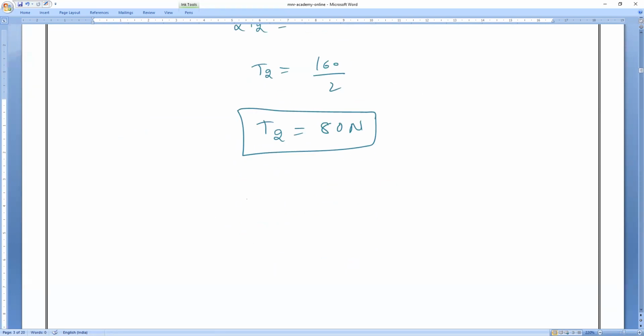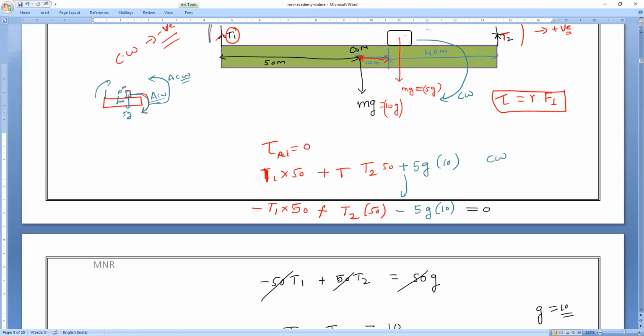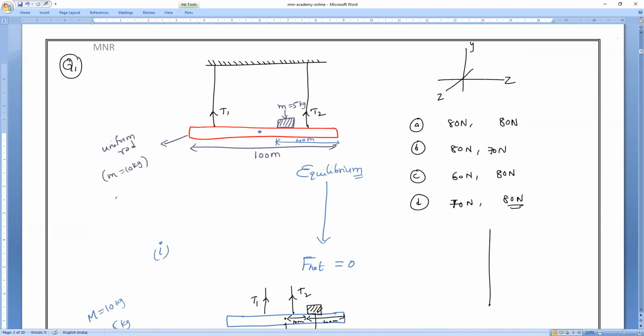Now you can notice that T2 minus T1 is equal to 10 newtons. T2 is 80, so this 10 will come to this side: 80 minus 10 is equal to T1. So T1 equals 70 newtons. So what is the correct answer? T1 is 70 newtons and T2 is 80 newtons. Check your answers and verify. Which is the correct answer? Option D: 70 newtons and 80 newtons.